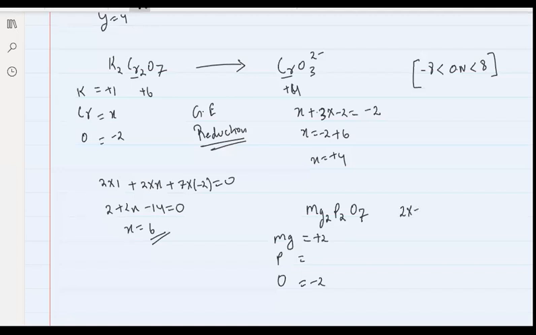So it is 2 into plus 2, because Mg is plus 2, plus 2 into x, plus 7 into minus 2. Now this is equal to 0, overall charge is 0. So 4 plus 2x minus 14 is equal to 0. So x is equal to 5. Very good, Anjali. So I hope everyone is getting how to find this.